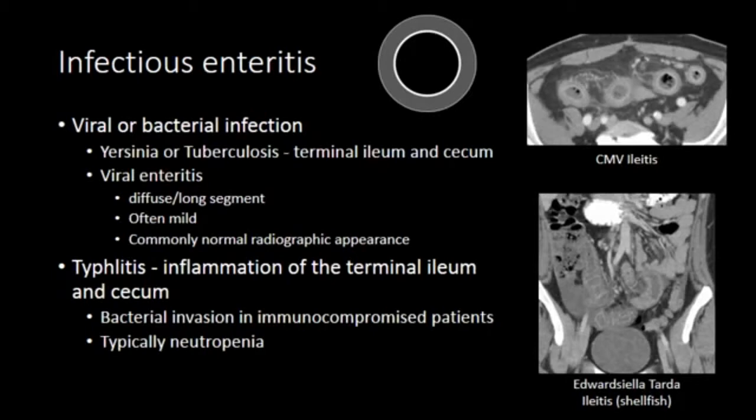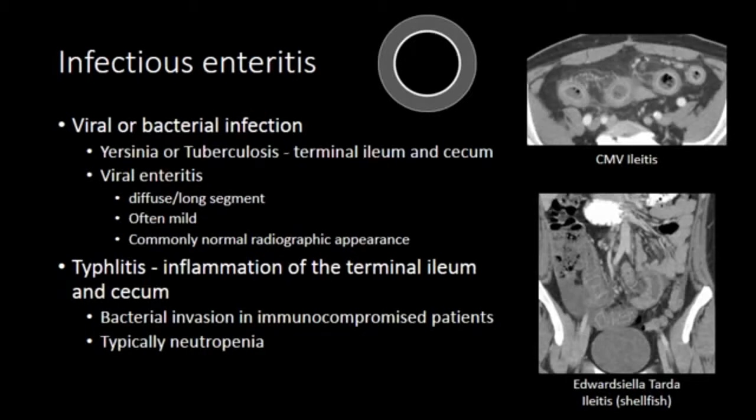Here on our right-hand side, we see two different examples of infectious enteritis. The top example is related to CMV virus, and it is affecting the ileum. We can see mural stratification where there's inner wall hyperenhancement and submucosal edema. We see associated stranding in the mesentery, and we also see increased vascularity of the mesentery, often referred to as mesenteric hyperemia. In the lower example, we see long segment severe wall thickening.